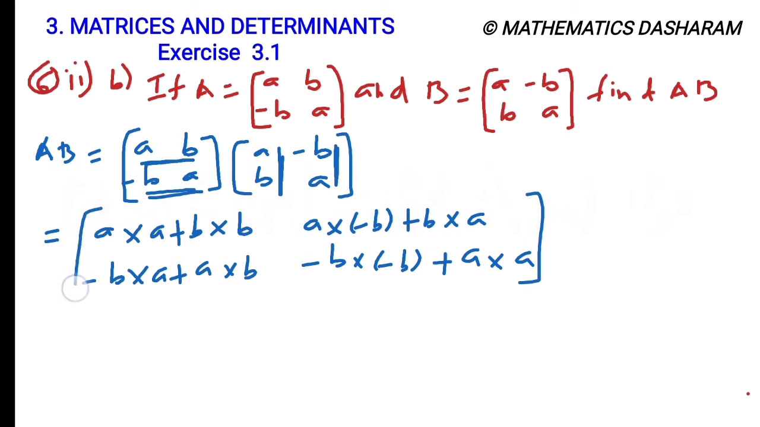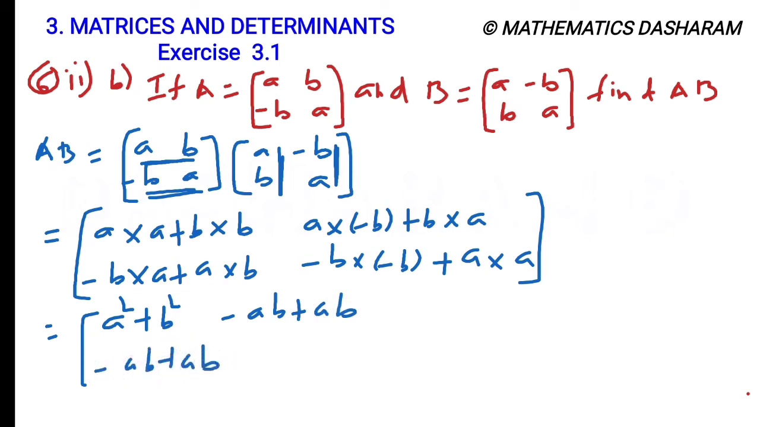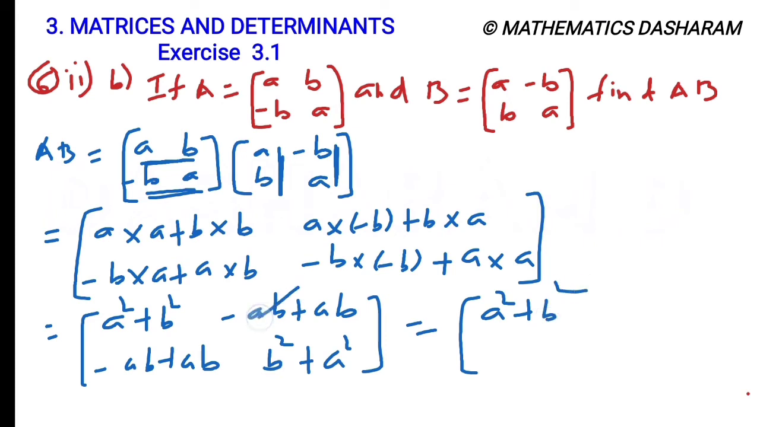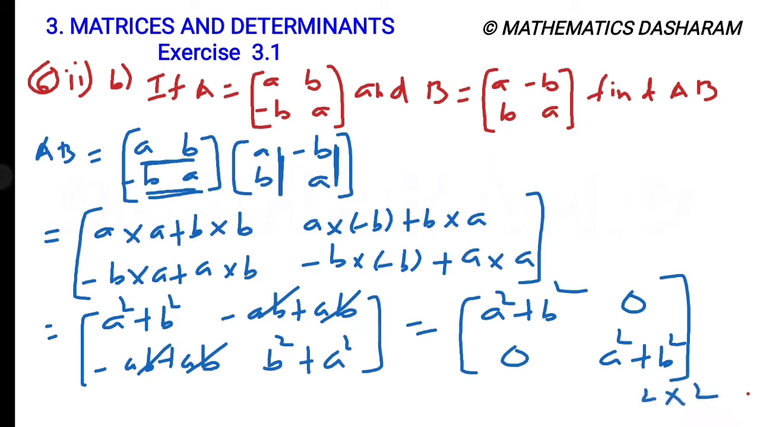So let's simplify this. So it is equal to A into A is A square, B into B, B square, minus AB plus AB, minus AB plus AB. Next minus B into minus B is B square, and A into A is A square. So let's simplify. Here A square plus B square will come as it is. Here both are cancelled. Here also same, and A square plus B square, its order is 2 by 2.